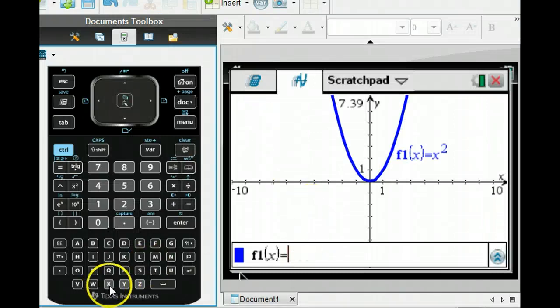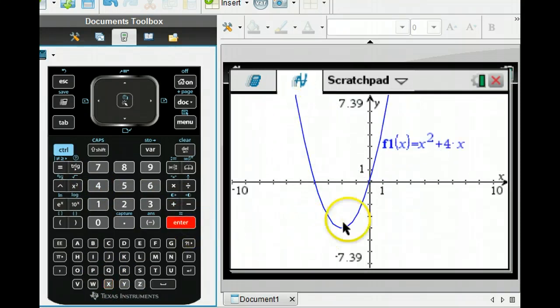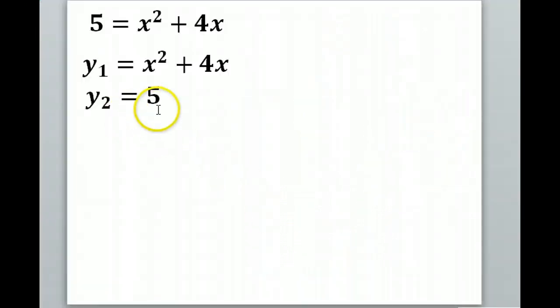So I'm going to take that one and enter it into my Nspire. Okay, so x is down here at the bottom, x squared plus 4x. When I'm done and ready, I'm going to hit enter. And here's my graph, it's in blue, x squared plus 4x. My second equation was simply 5. See how I break these into two separate equations? Whatever's on one side I put in one, whatever's on the other side I put into the other equation.